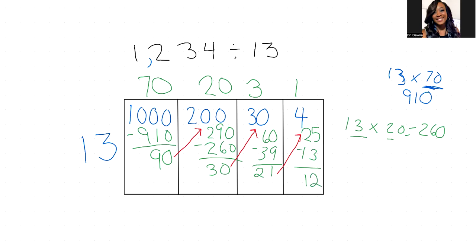You're going to add these up. And I know if I was a parent watching this, I would be like, what in the world? Yes, it takes practice and it's a lot. 70 plus 20 is 90, plus 3 is 93, plus 1 is 94. So your answer is 94 with, don't forget this little guy down here, a remainder of 12. Again, rewatch it if you need to. It does take practice.